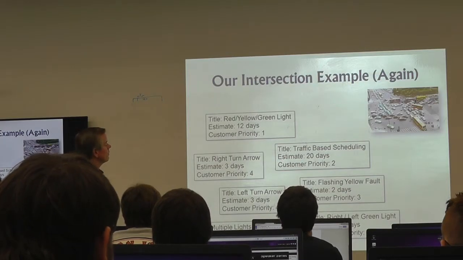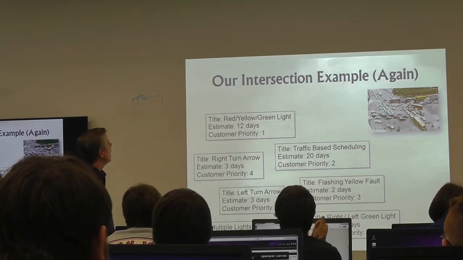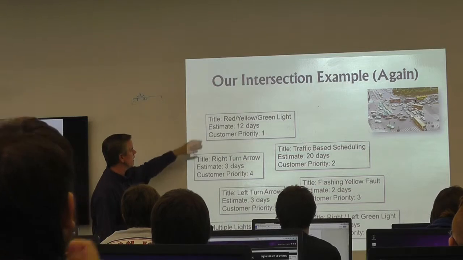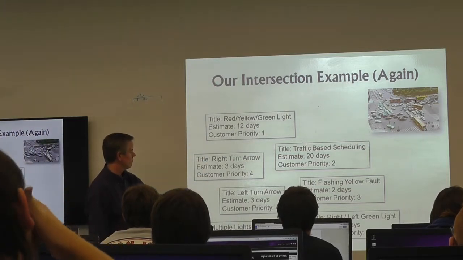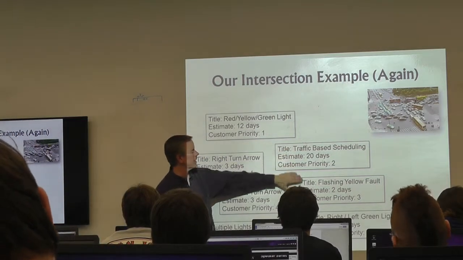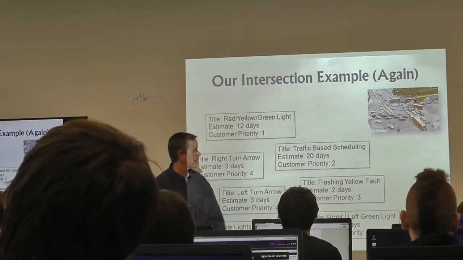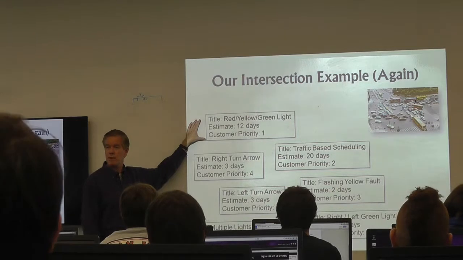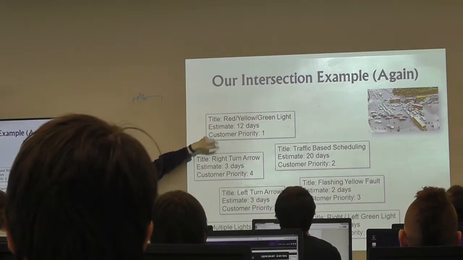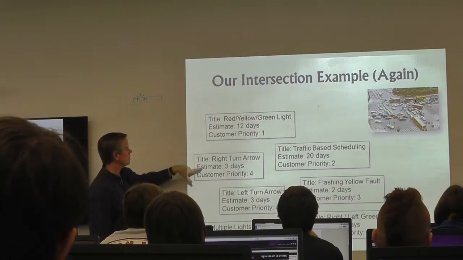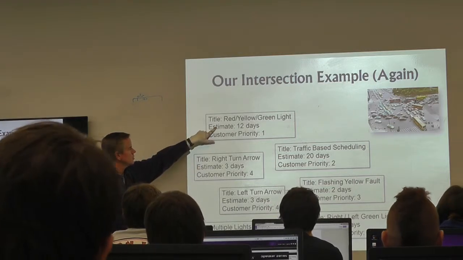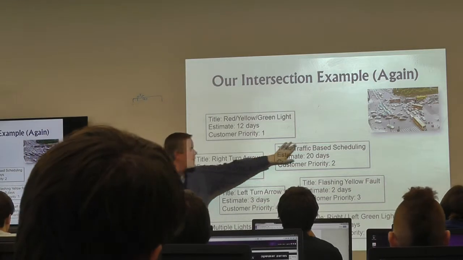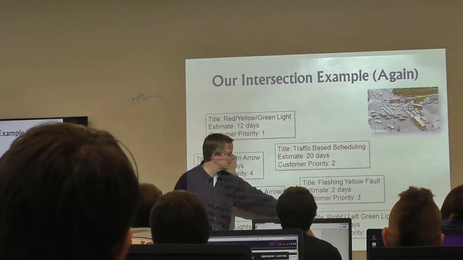Okay, our intersection example again. So these are all the same things that we saw: red, yellow, green lights, right turn arrow, left turn arrow, multiple lights in the same direction, traffic-based scheduling, flashing yellow fault, right and left green light. What we've done is we put them on little cards. Pretty cool. How about that? We give them a little title, just like we talked about. That's fantastic. What I've also done is I've put a software estimate. 12 days to do this one, 3 days to do this one, 3 days, 4 days, 20 days. Oh my God. 2 days and 6 days.